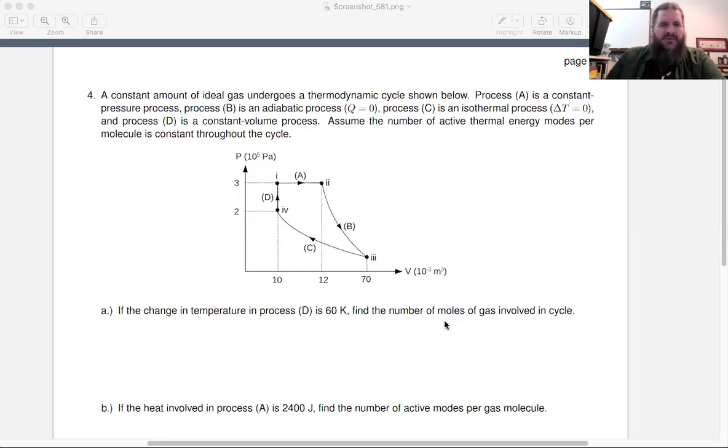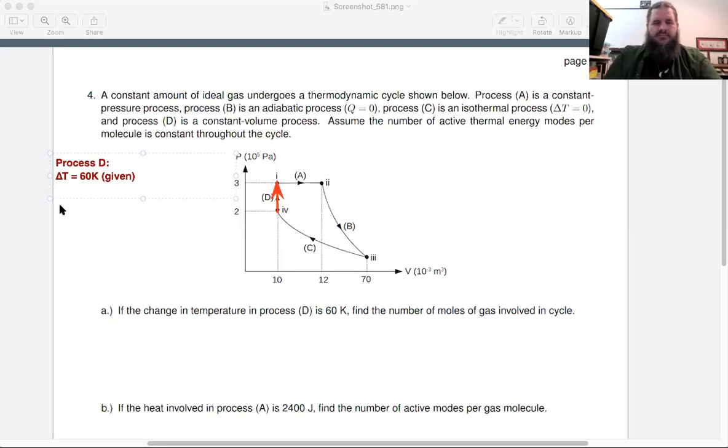Figure out how many moles are involved, because it doesn't actually tell us how much gas is involved here. But we know that during process D, from state 4 to state 1, it specifically tells us that's associated with 60 kelvins worth of temperature. So let's start by focusing in on that. Process D, we know delta temperature is 60 Kelvin. That's given information. And what else do we know about process D?